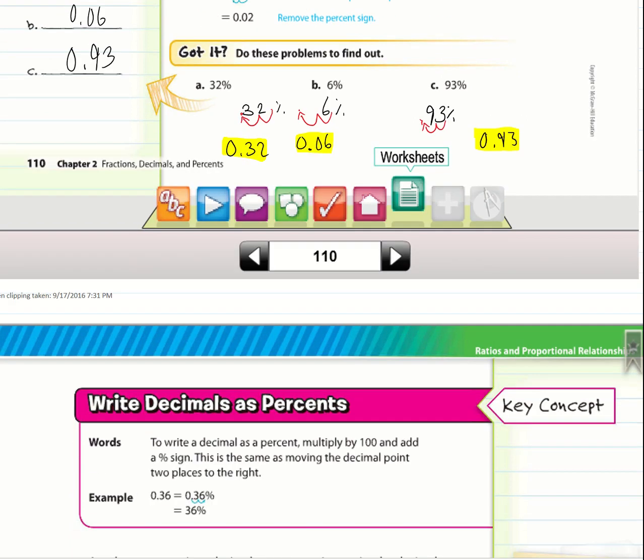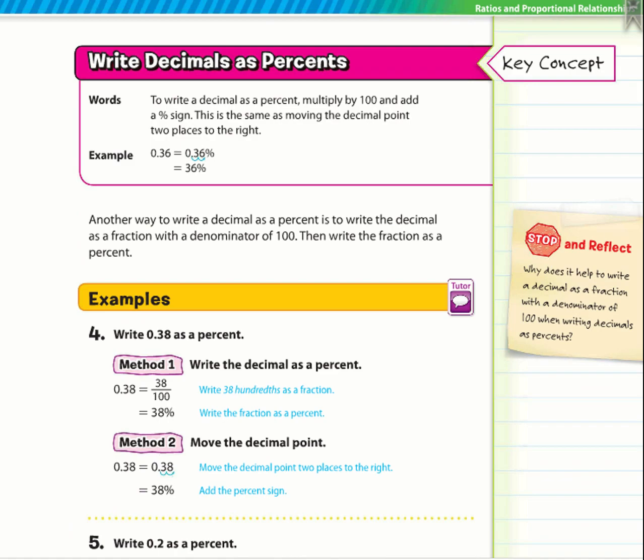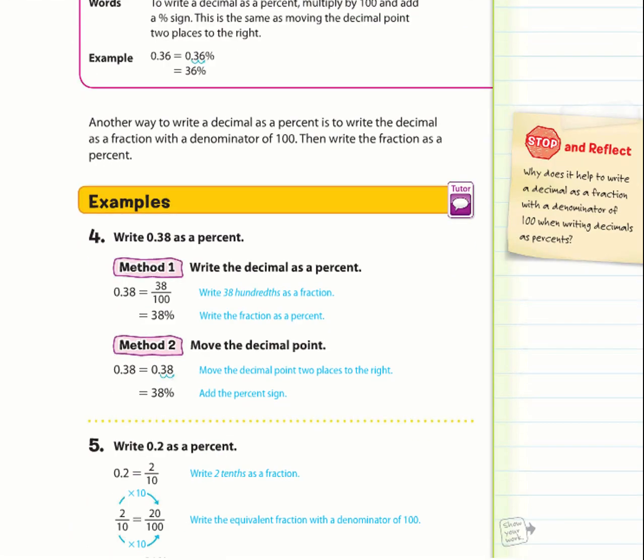Now we're moving from decimals to percents. So from decimals to percents, method 1 is we can change a decimal to a fraction to a percent. Or, if you noticed, we're just going to do the opposite. Instead of 2 places to the left, now we're going to do 2 places to the right. That's going to give me an answer of 38%.